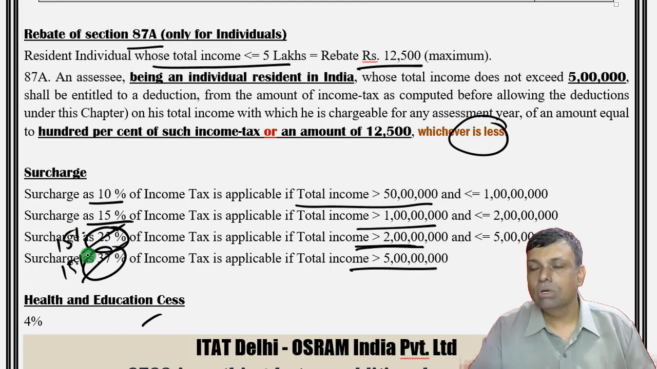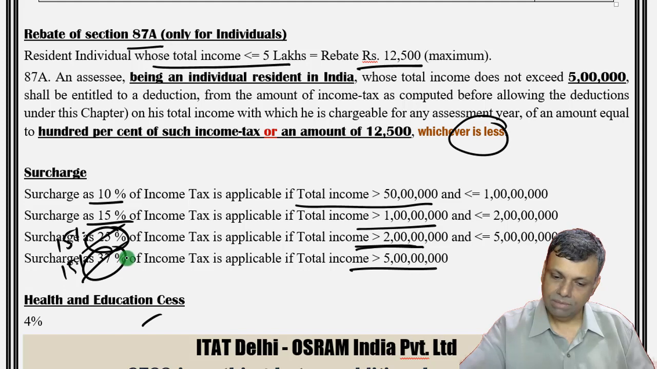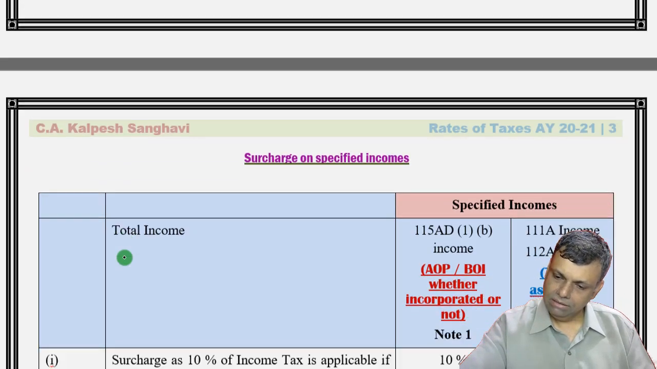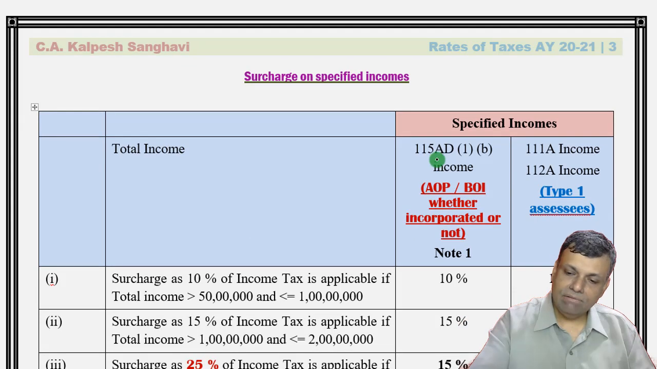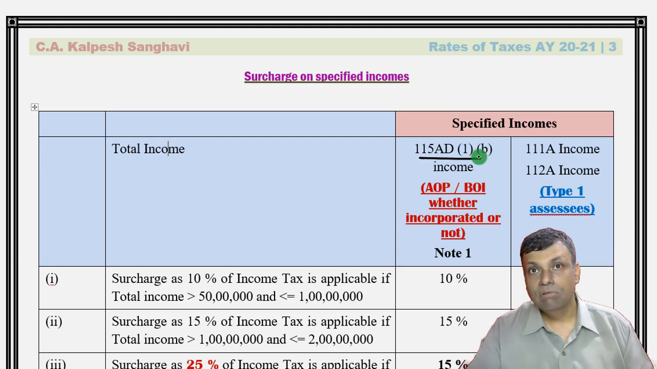Okay. So in order to bring this particular amendment, they had to pass an ordinance, and through the ordinance, the appropriate amendment was carried out to give relief to the stock market incomes. Okay. So then this particular situation came into picture through the amendment. Okay. And 115AD(1)(b) income.